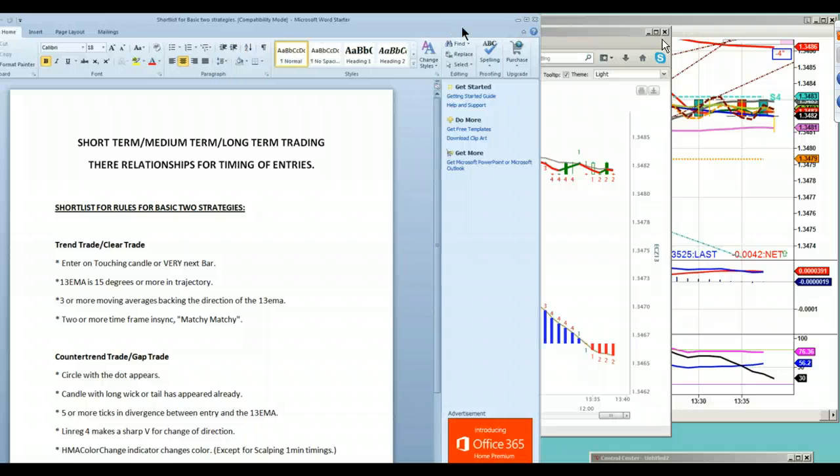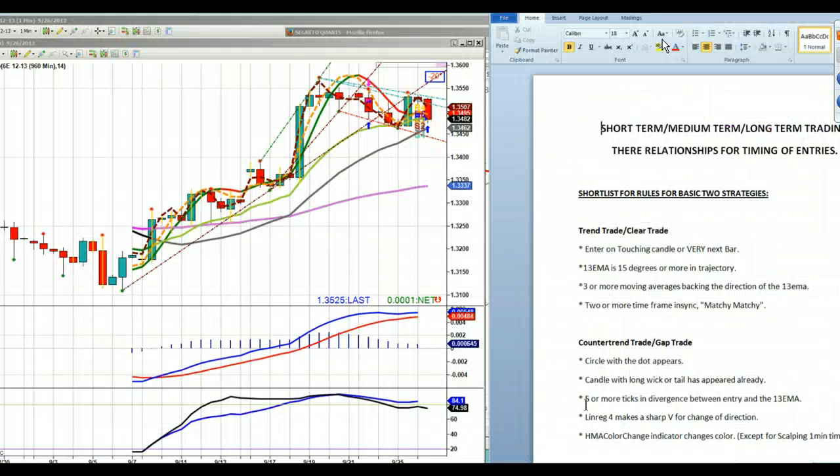The circle with the dot appeared way up here, asterisk, 5 or more ticks divergence between the entry and the 13. Do you see 5 or more ticks of divergence between the candle and the 13 EMA? No. So now we're a sitting duck. We're in the no trading zone. We could go short, they could squeeze through support, or they could come green.